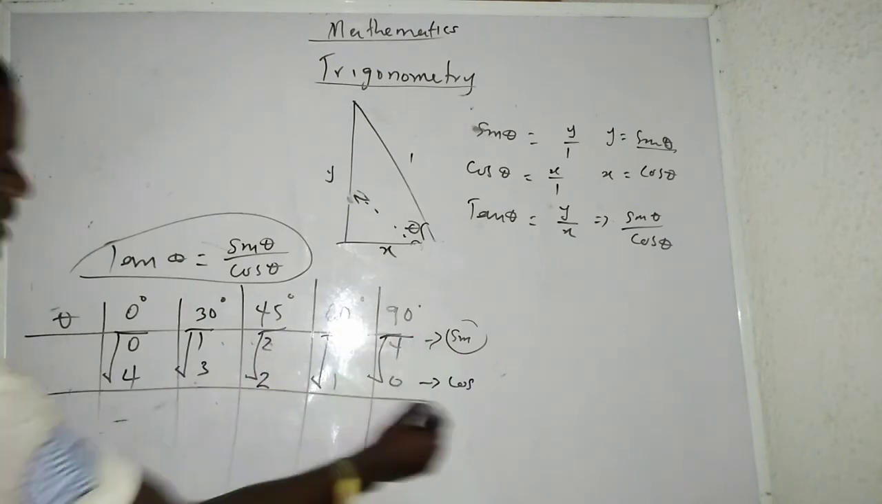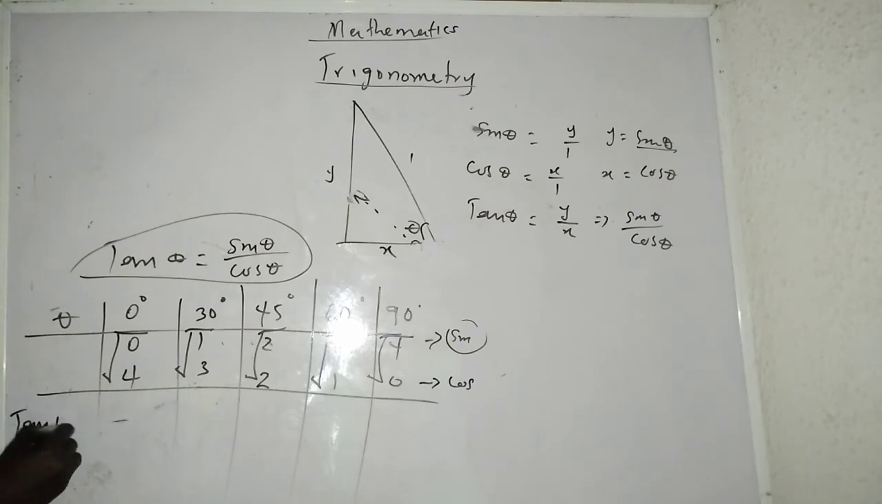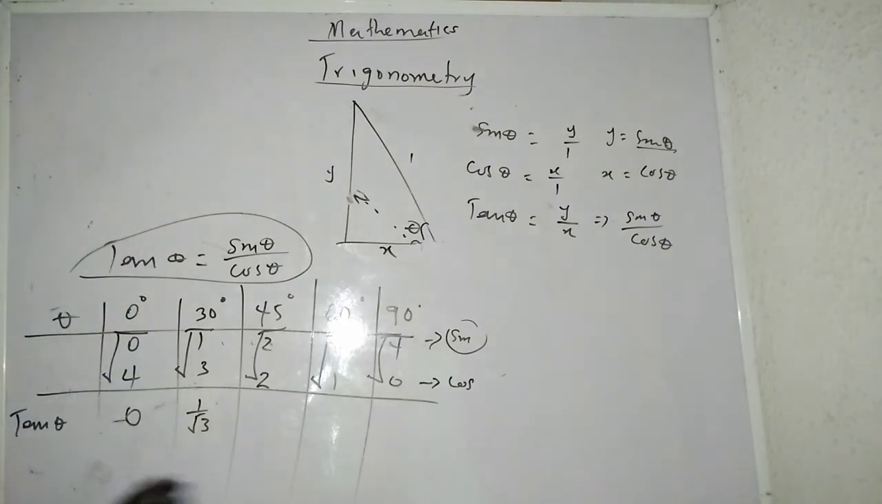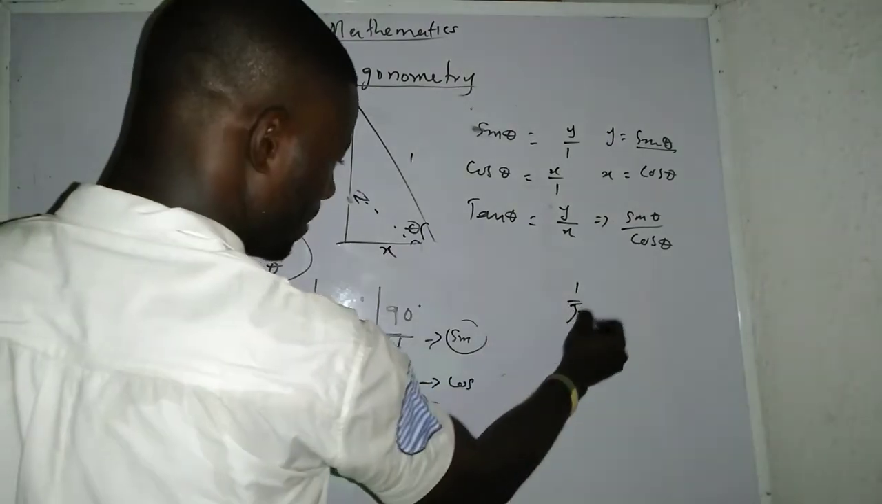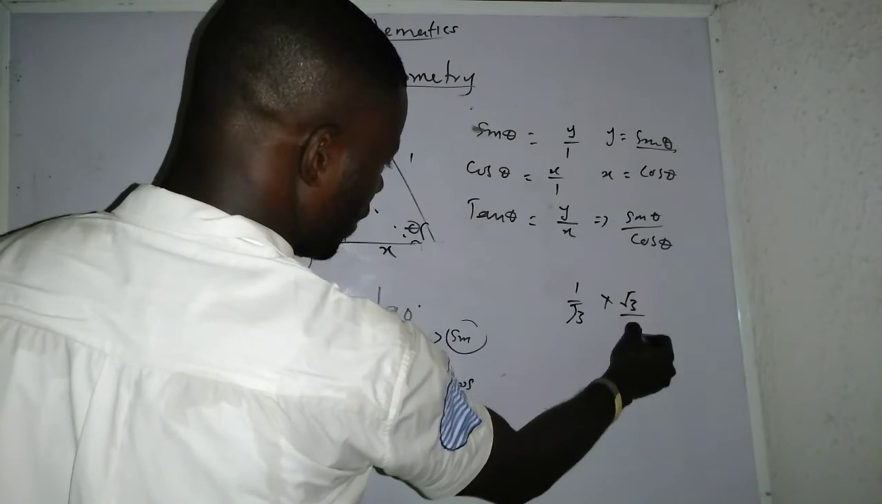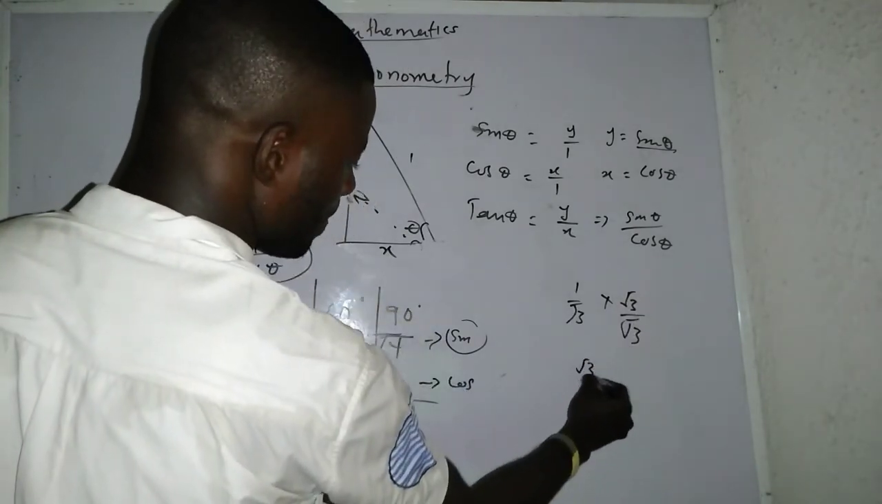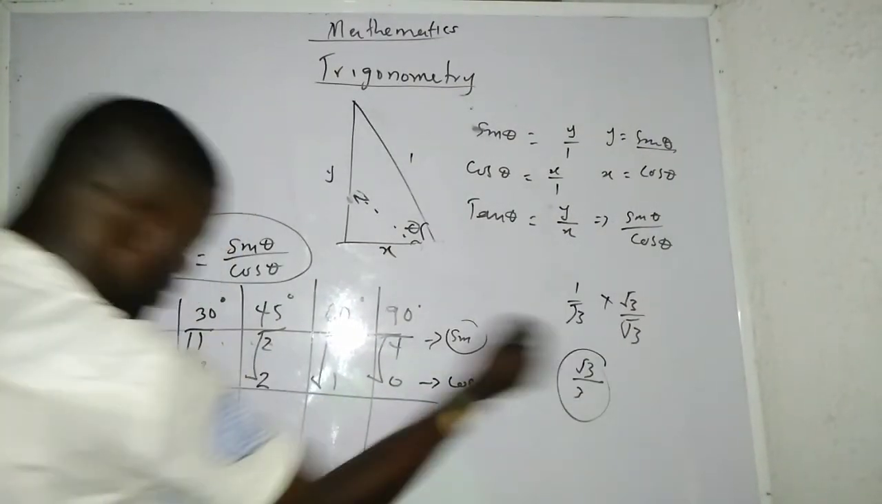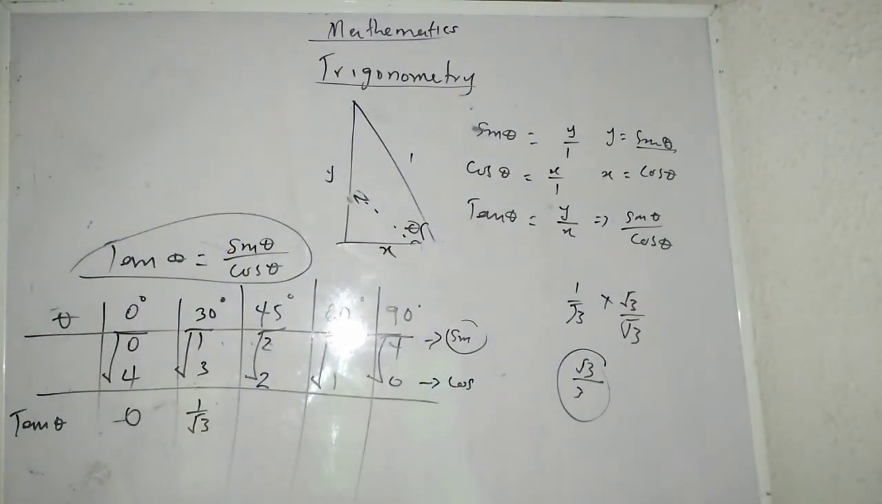Now, if I should root all, it means my tan theta, this one will be what? 0, 1 all over root 3, which is not proper. You should rationalize it: 1 all over root 3 times root 3 all over root 3, which gives root 3 all over 3. Now, I think that is what's supposed to be here, but to explain that math.